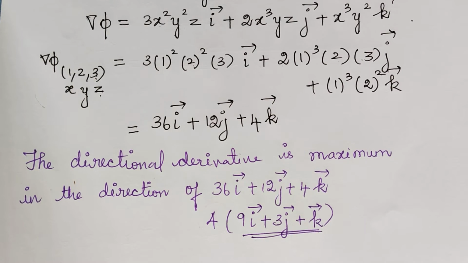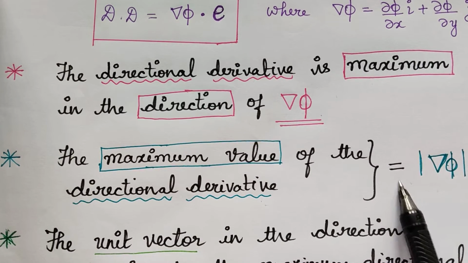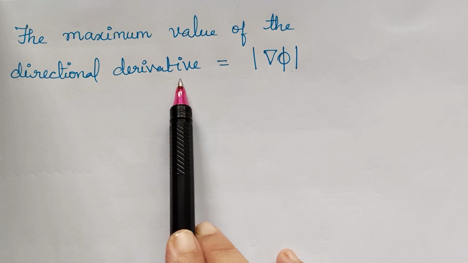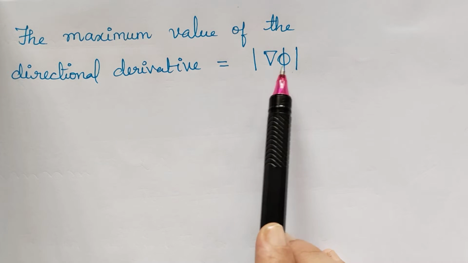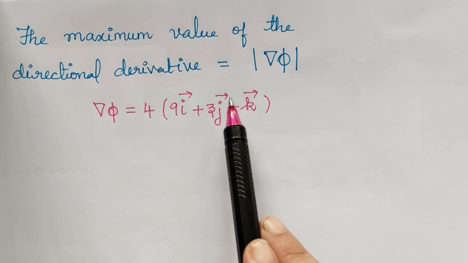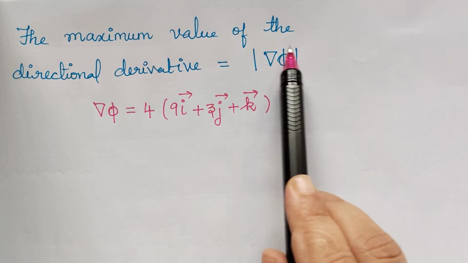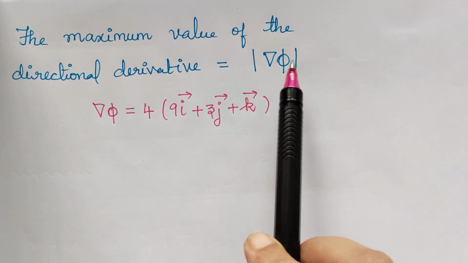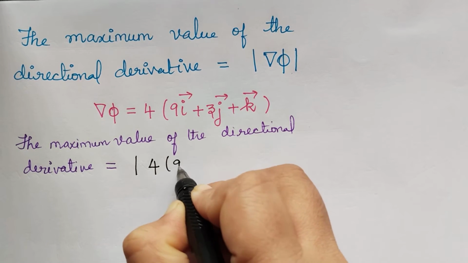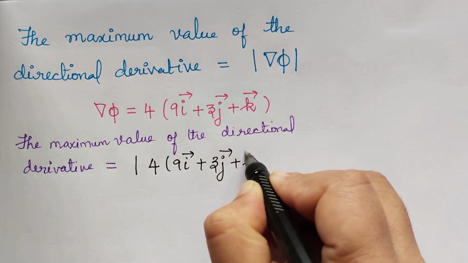So now next we have to find the maximum value of the directional derivative, and it is given by the magnitude of nabla phi. So I have written here the maximum value of the directional derivative is equal to modulus of nabla phi. Now what is nabla phi? It is equal to 4 multiplied with 9i vector plus 3j vector plus k vector. Just now we evaluated this. Now we shall substitute that over here. So what will we get as the maximum value of the directional derivative? That will be equal to modulus of 4 times 9i vector plus 3j vector plus k vector.